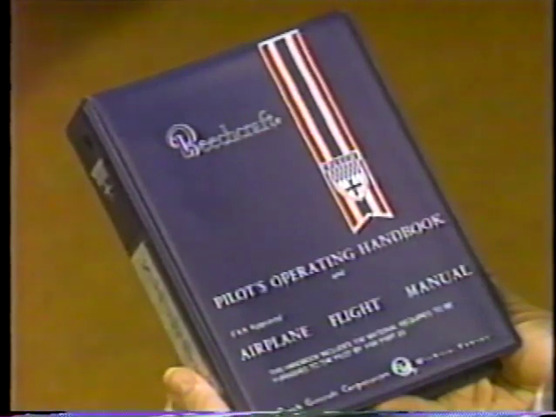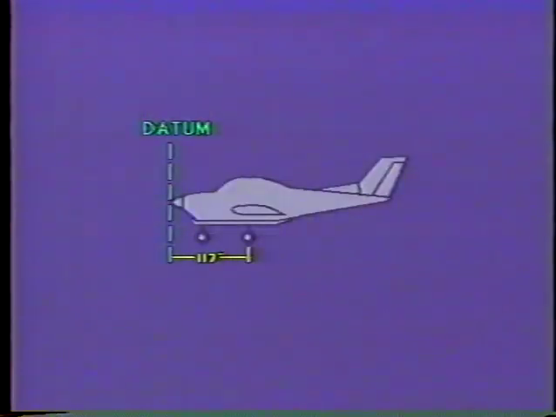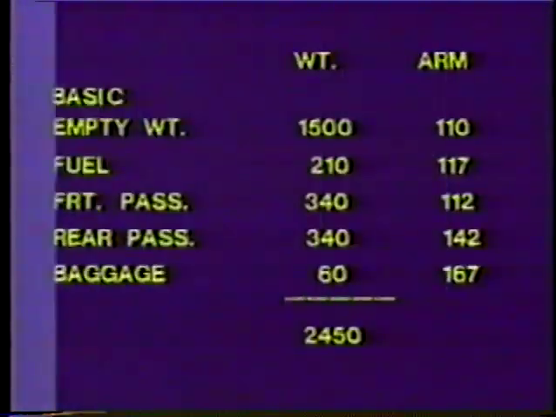So far, we've only answered one of the two questions. Is the center of gravity location also within the allowable limits? In order to find the center of gravity location, we must consult the pilot's operating handbook for our particular airplane to find the arm for each item on our weight list. The datum was established by the manufacturer at the nose of the airplane. The Sundowner's datum is located left of the nose, making the fuel arm 117 inches.